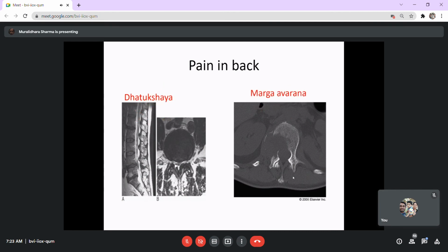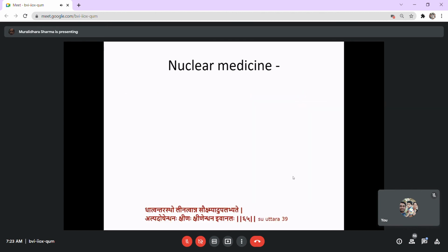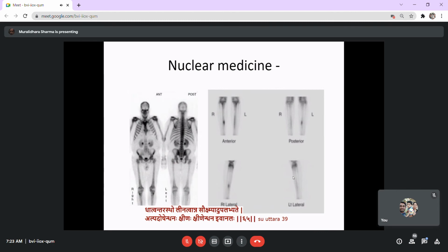And we can even plan the treatment. This is what you can see in the clinics also. Patients with dhatukshaya lakshanas, we usually go for brahmana chikitsa like Raja Apandasti or so on. Whereas for patients with margavarana, we go for Pachana chikitsa like Sharabasti or Agni chikitsa and so on. So depending upon the stages or the evidences, these investigations, the CT or the MRI scan, could be quite useful to make out the diagnosis.